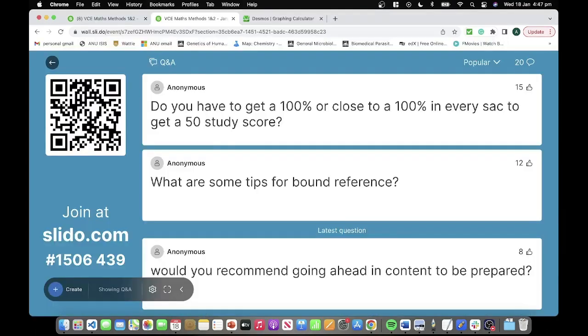Do you need every SAC to get a 50 study score? Honestly, this isn't a question I can really answer. It depends. Sometimes yes, sometimes no. Again, your exam is worth 60% of your study score. I'm not sure what sort of percentage you need to get on your SACs. It changes from school to school. Sometimes schools set really hard SACs, in which case you might not need to, or you might. I can't give a definite answer on that.